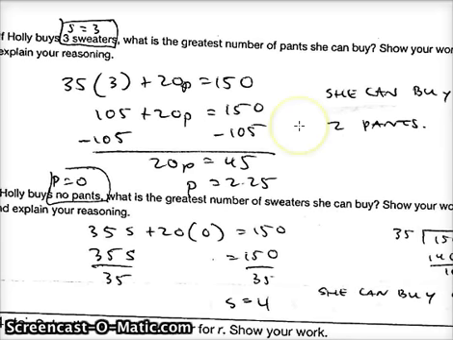Now a lot of students aren't using equations. You're kind of just using multiplication and adding and subtracting. Okay, you eventually need to go in that direction of using equations.